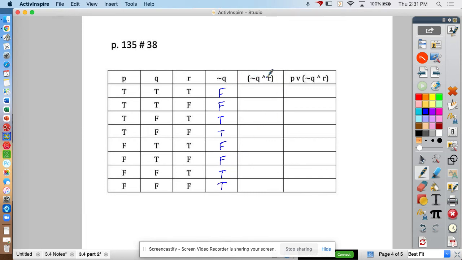Then the group, and. Two truths make true. So this time I'm looking at negation of Q and R. So between the two, I'm looking for the rule. Two truths here. Two truths also here. It doesn't follow the rule. False, false, false, false, false, false.